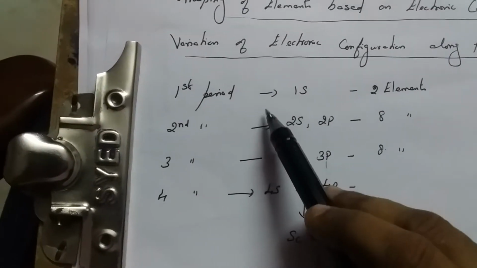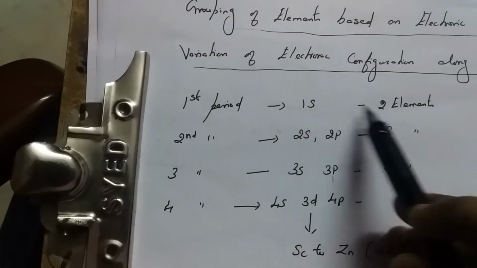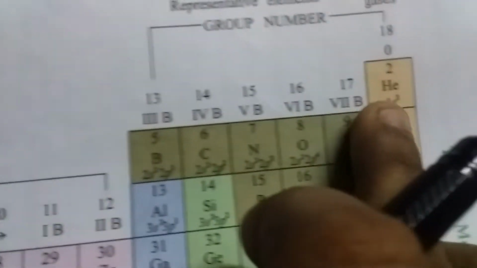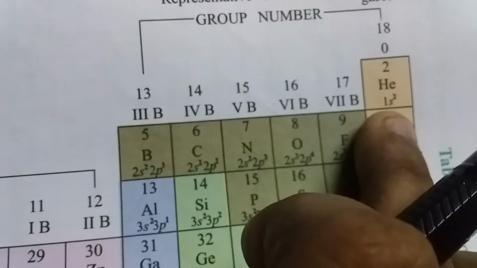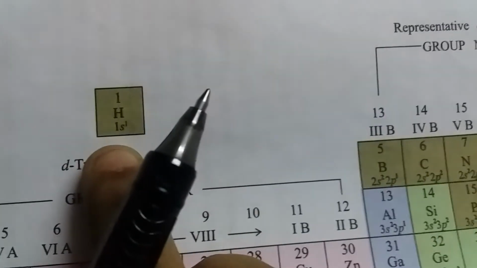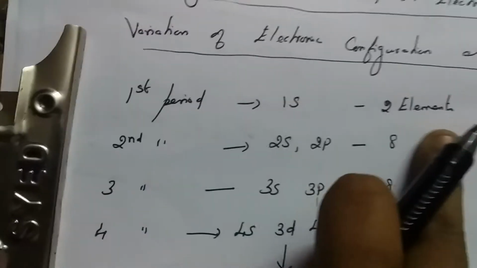In the first period, the electrons are filled in the 1s orbital. How many elements are here? 2 elements. For example, hydrogen has only one electron, filled in the 1s orbital, therefore 1s1. Similarly helium is 1s2. Hydrogen has only one electron, so it is added in 1s, and helium has atomic number 2, therefore 1s2. These 2 elements belong to the first period.